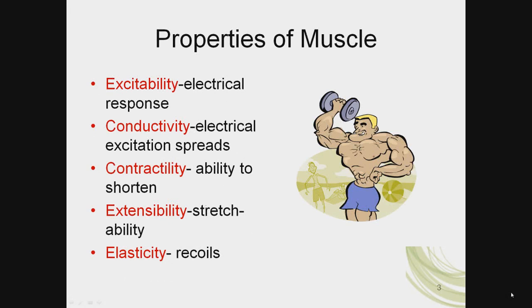So let's cover the properties of muscle. Muscle is excitable. That means it can generate an electrical current. Remember, I told you in class that the movement of charge, things that are positively charged, things that are negatively charged, when they move across the cell membrane, they carry with them a charge, and that's like an electrical current.